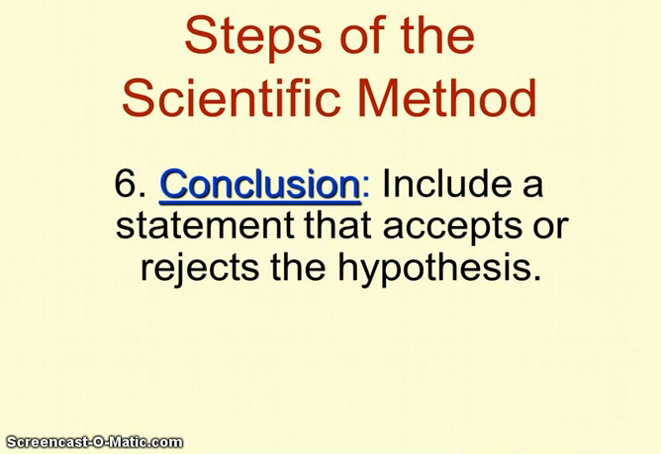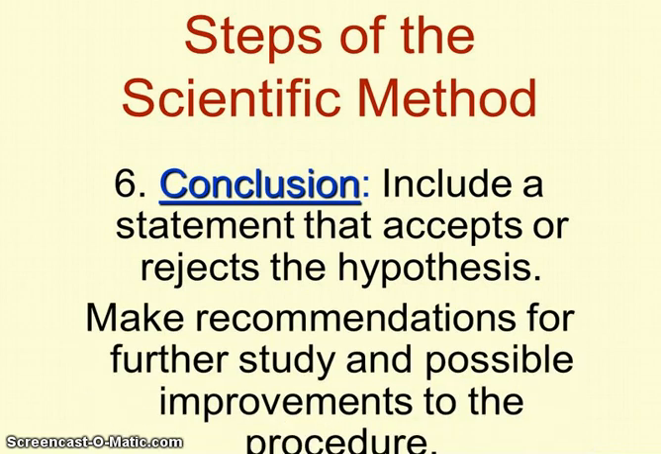Well, Step 6 talks about the conclusion. And in this conclusion, we need to include a statement that accepts or rejects the hypothesis. Now think back to your hypothesis. That was your educated guess. That was what you thought was going to happen based on your background knowledge and your research. So we're going to come up with a conclusion, and you're also going to make recommendations for further study and possible improvements to the procedure.